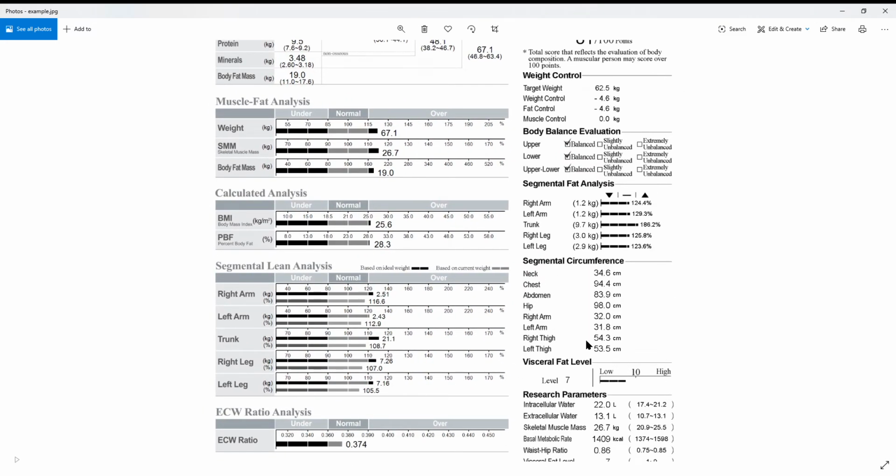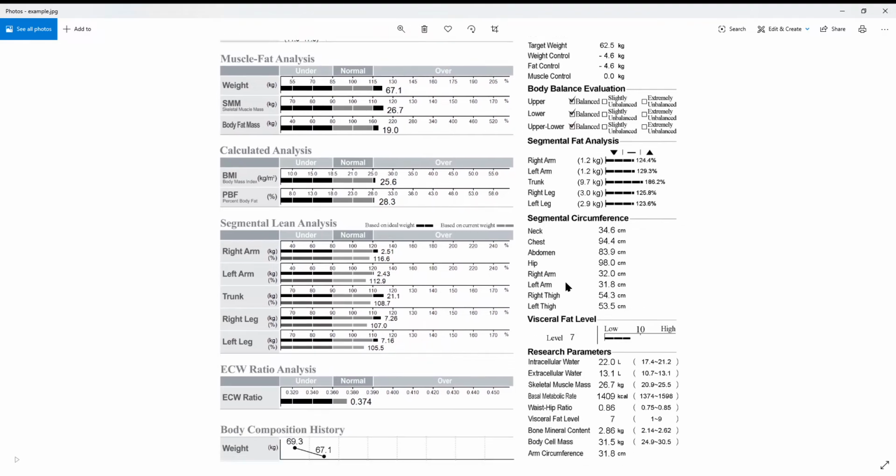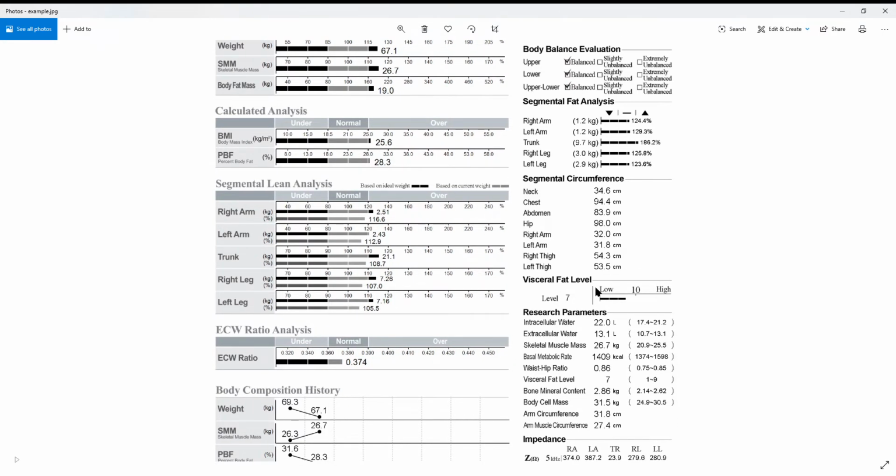The segmental circumference measurements are estimated centimeter measurements based on your body composition, another good tool for tracking those changes. Looking at our visceral fat level, visceral fat is the body fat that we can't see. It is deep within our torso, around our organs. Now, health recommendations are for health being at level 10 and under. Here we see this person sitting at level 7, well within that healthy range.